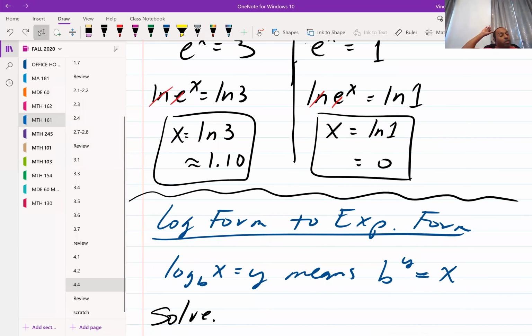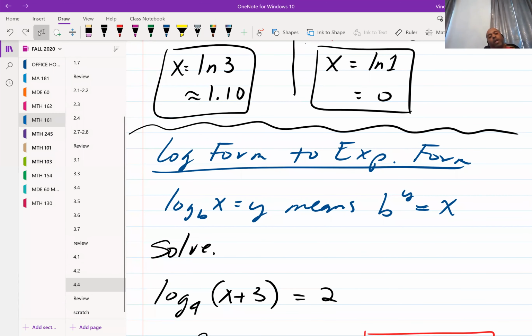Okay. So remember when we first started dealing with logs and exponentials, we talked about how you can move from logarithmic form to exponential form or vice versa. So we're going to use that looking at these next few problems. Remember that log base b of x is equal to y. So that means that b to the y power is equal to x.